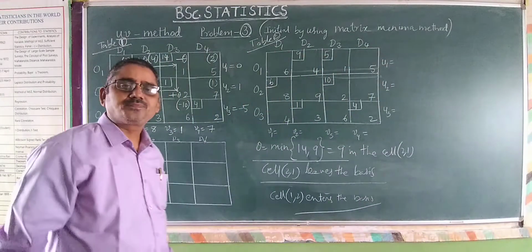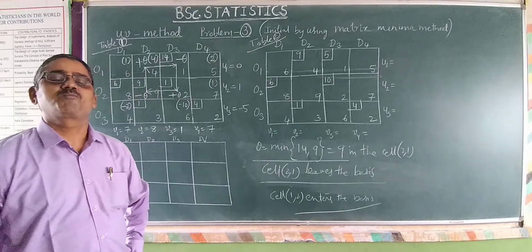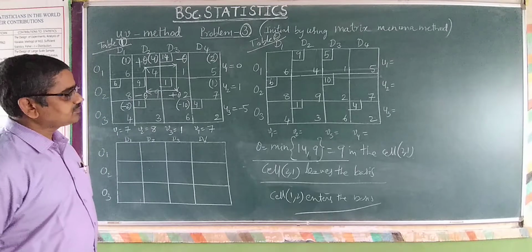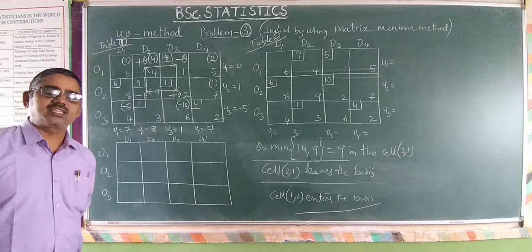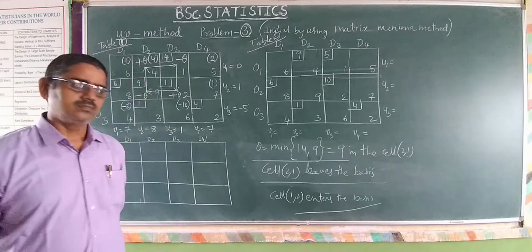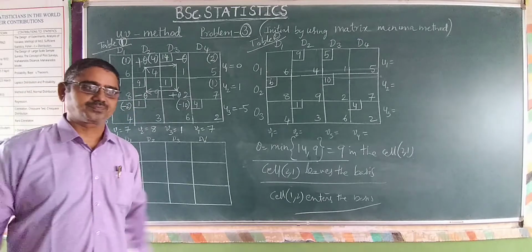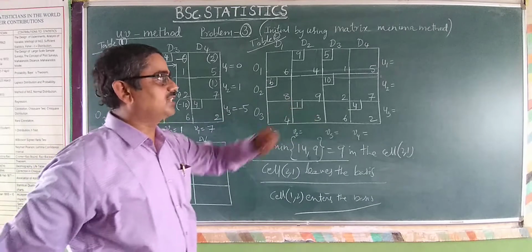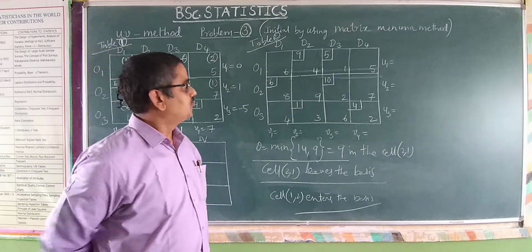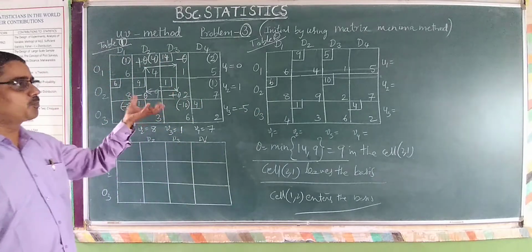Welcome back. This is part 2 of problem 3. At the end of part 1, we finished determining which basic cell leaves the basis, and we also calculated which non-basic cell enters the basis, and we have prepared the next transportation table, that is table 2. You see in table 2 what changes took place.